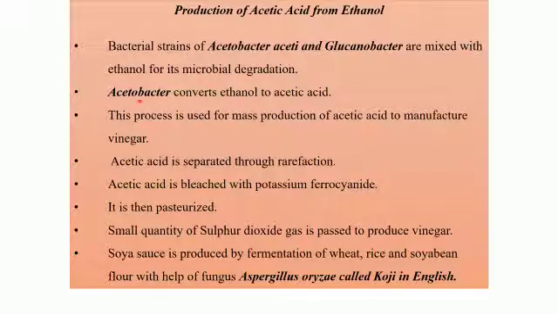Next, Acetobacter converts ethanol to acetic acid. We have studied the formulas of ethanol and acetic acid. Ethanol is C2H5OH, whereas acetic acid is CH3COOH. So it's an oxidation reaction. Addition of oxygen is taking place here. And here the conversion of ethanol to acetic acid is going to be brought about by Acetobacter. Even Glucanobacter plays a vital role.